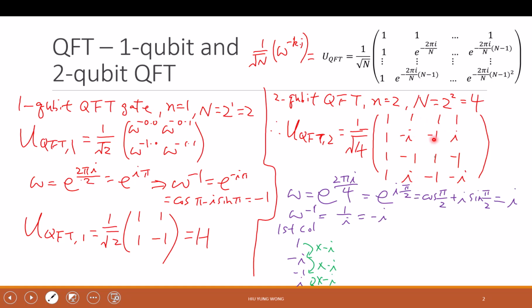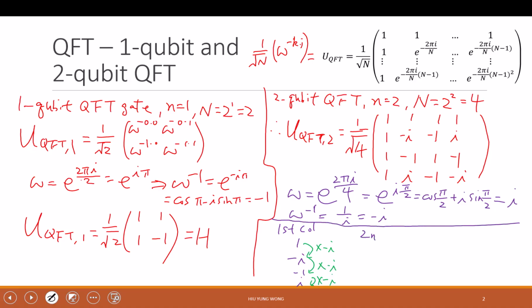But how about for this column? What is the ratio? Then you just think about this. This is 0 times 0. And then, no, sorry, said the wrong way. 0 times 2, because this is the column 2, right? 0 times 2. And then what is this? What's k? 1 times 2, 2 times 2, 3 times 2. So the ratio is omega to the power 2.